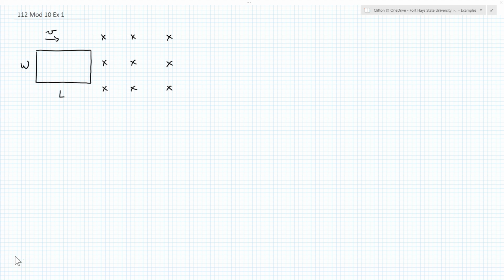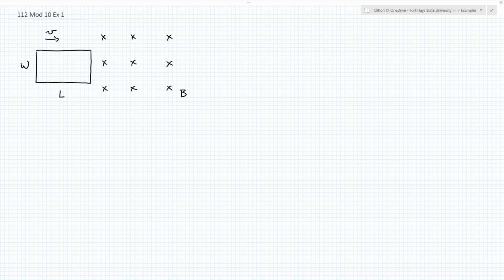This is example 1 in module 10, which is about current that's induced in a loop of wire that moves through a uniform magnetic field. So we have a rectangular loop of wire. Initially it is not in a magnetic field, and then it's being pushed into a uniform magnetic field. The first question is asking us to determine the direction that current will run through the loop.